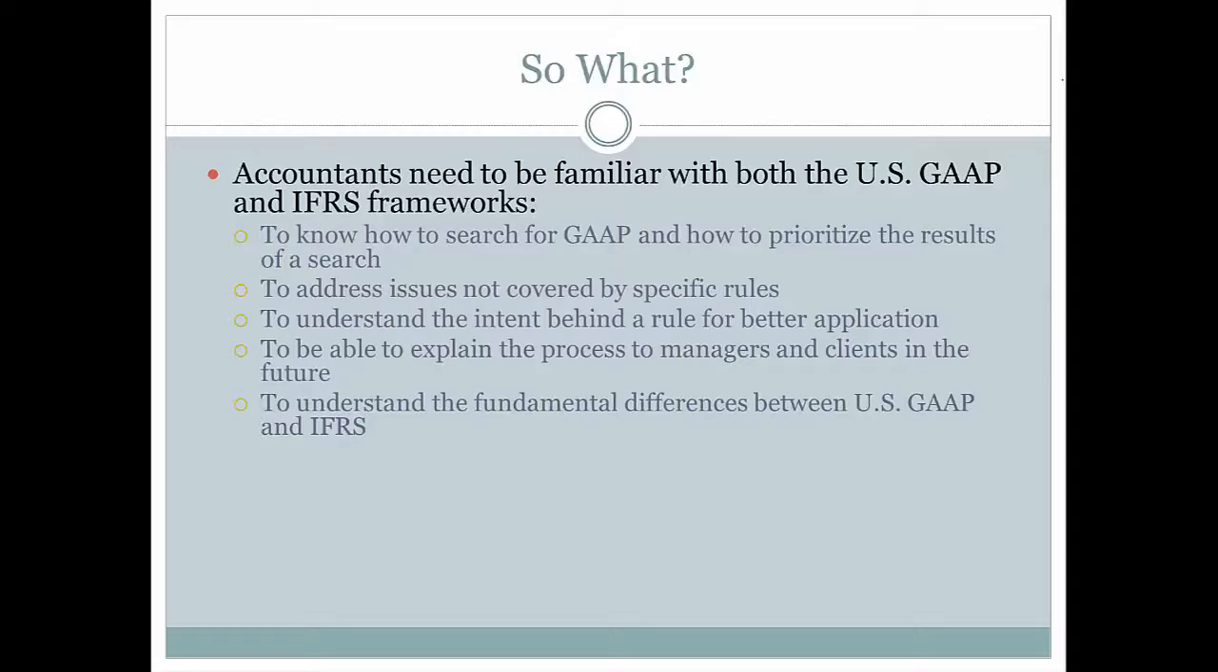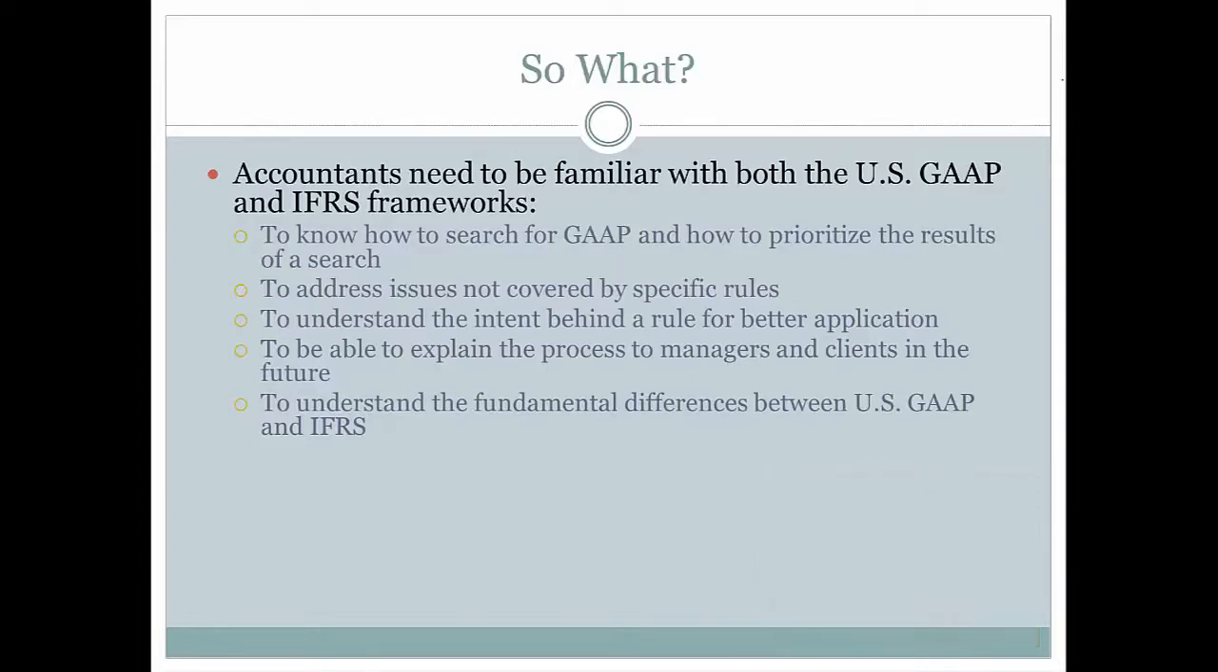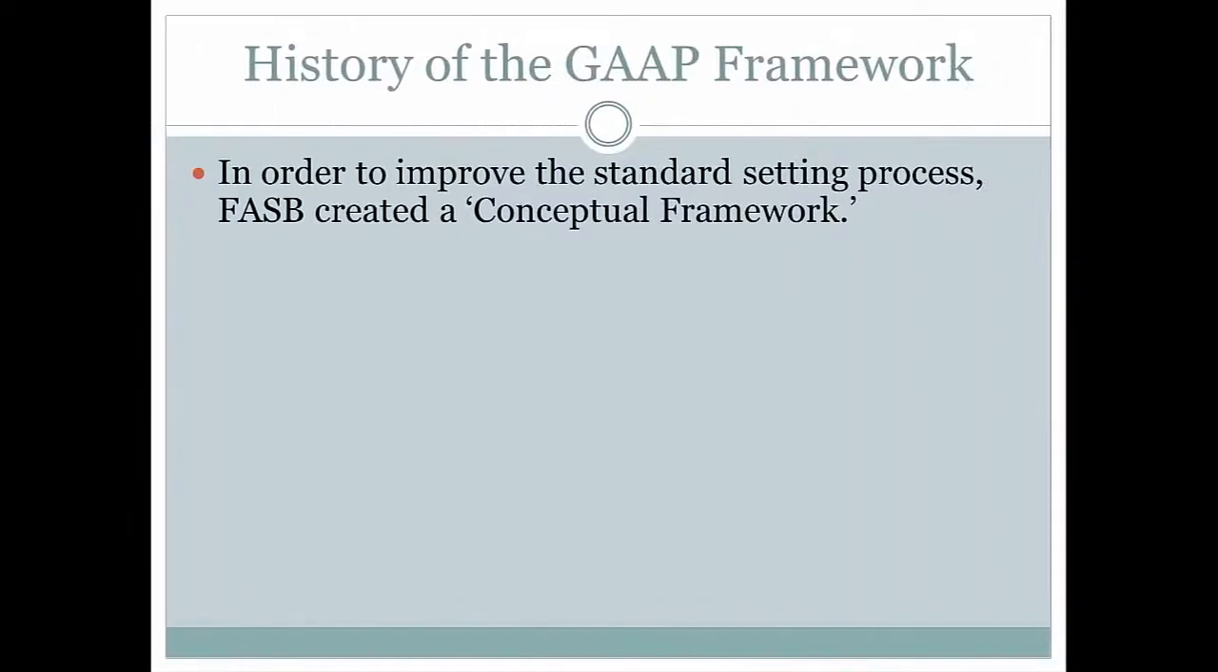You also have to be able to explain it to others. Look, I know the rule is hard to understand, but I know this was FASB's intent, so let me explain it that way to you. You also need to be able to search for it and find it, and that would be the third reason that as an accountant you'd really want to know the conceptual framework. If I know the framework, I know where to look to find specific rules. Now, as a non-accountant, you also want to understand why there are constraints on what you can report and can't report, and you need to not push your accountant to go beyond what the rules are and the intent of those rules. With that said, let's talk about the framework.